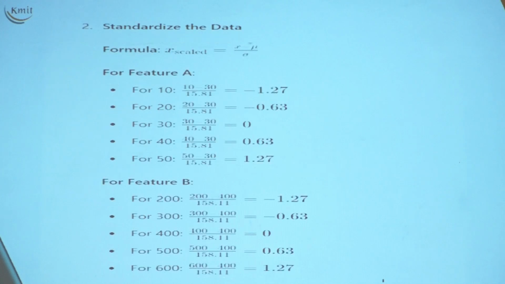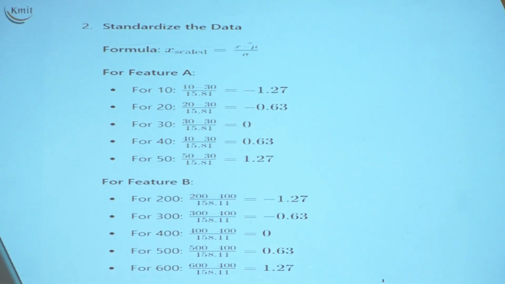Next step. So I'll apply the standard deviation. So how do I do it? X minus mean by standard deviation. So as you can see, for feature A, it is 1.27 for the first value. For feature B also it is 1.27. So did I standardize them? So what am I doing here?